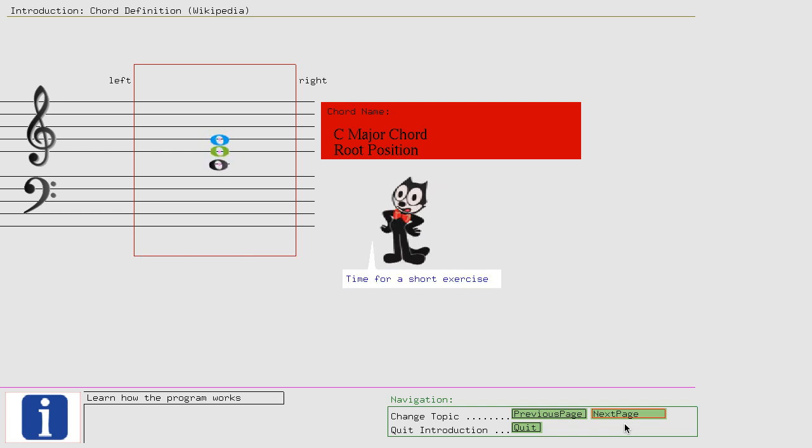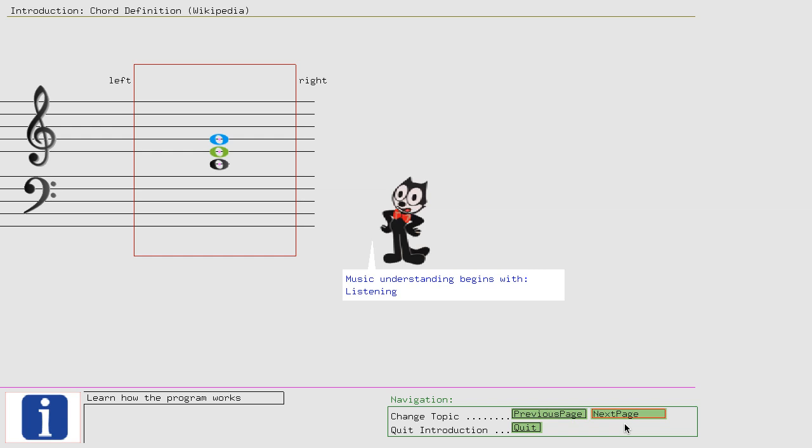Time for a short exercise. Music understanding begins with listening. Listen carefully to the played notes. How many notes are played? Click the right button.